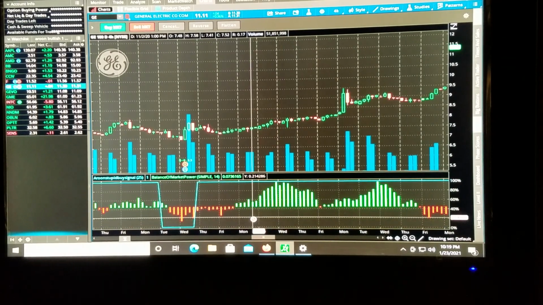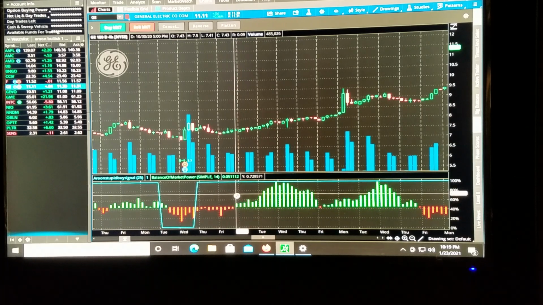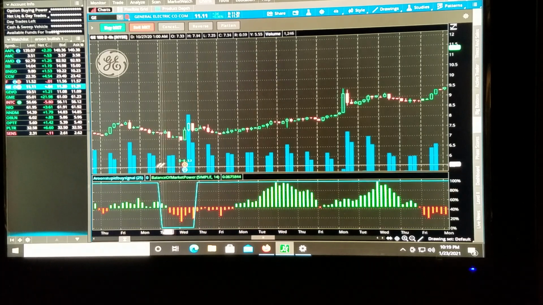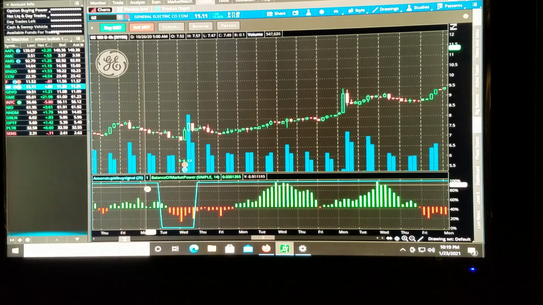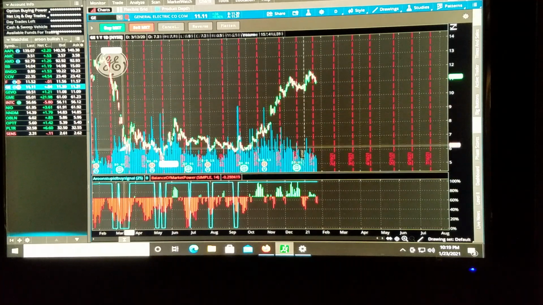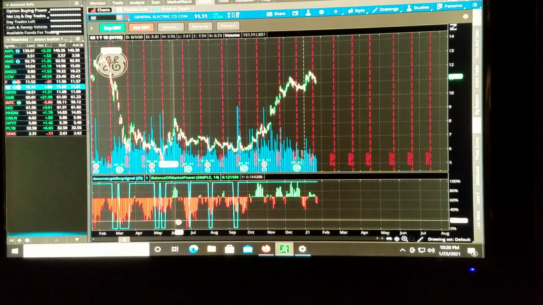The balance of market power. Let's check that out. And we have one of our specially generated signals over here. Now out on the daily, looking at GE, we can see those massive pullbacks.